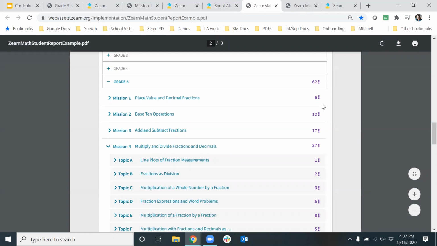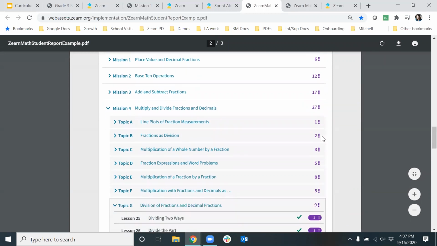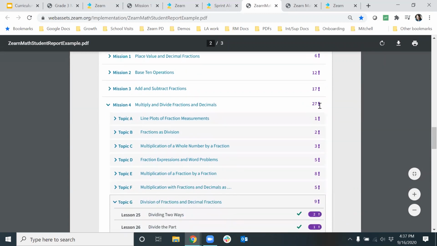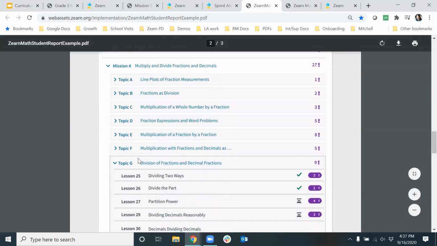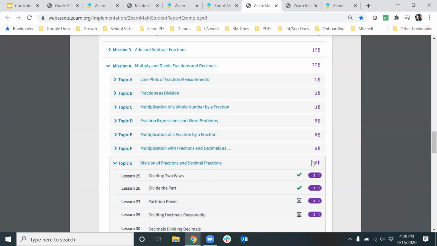So in these first couple of missions, she did pretty well. Mission 3, she had a few more alerts. And now in mission 4, she's actually had a lot more alerts. Within mission 4, now that I've broken it down, I can see all the topics. She had a pretty strong start to mission 4 also, but as she's gotten towards topic E, F, and G, she started to struggle quite a bit more. And it might be now that her struggle is no longer productive. She might need a little bit of extra support and differentiation from foundational content to hopefully get her back on track with this grade level work.